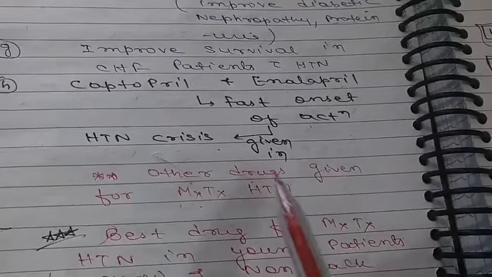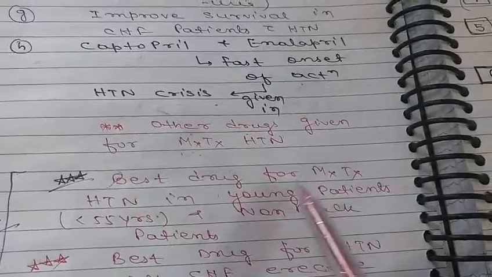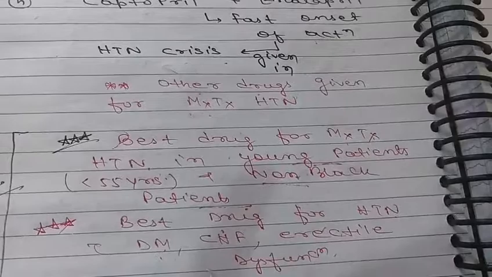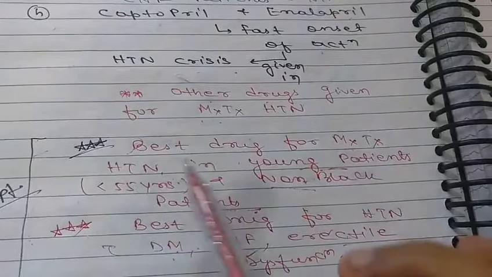Now due to these benefits, they are the best drug for maintenance treatment of hypertension in young patients and non-black patients. Young patient means below 55 years, and non-black patient. Okay, it is also the best drug for hypertension with diabetes mellitus, chronic congestive heart failure, and erectile dysfunction. Okay, so ACE inhibitors are the best group of drugs. Clear?